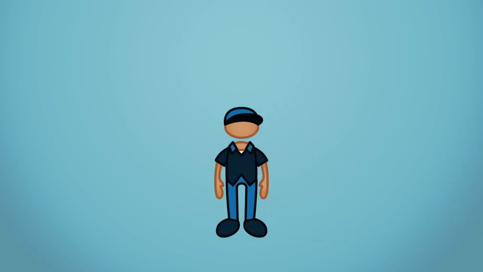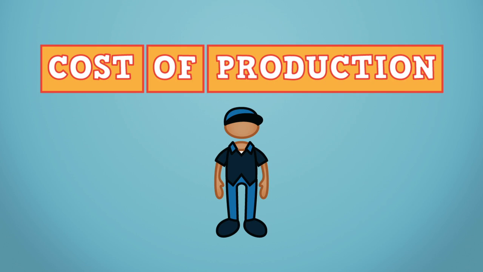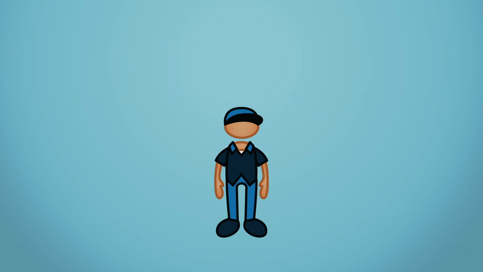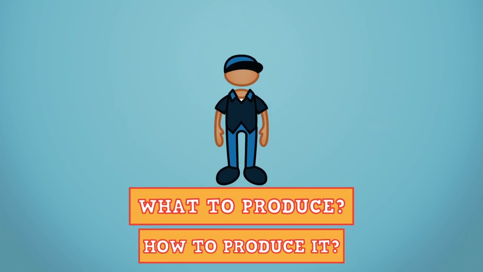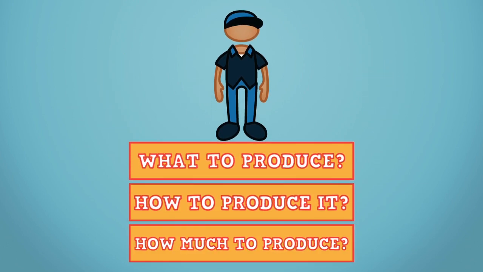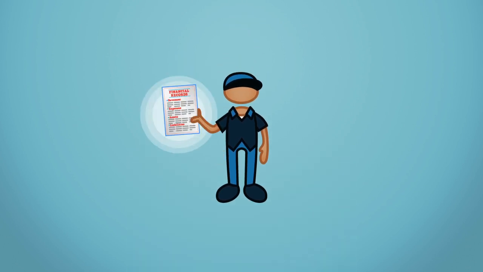A basic building block of economics and management information for the farm is cost of production. Knowing your unit cost of production will guide you in answering the three fundamental business management questions: what to produce, how to produce it, and how much to produce. Production cost and returns analysis begins with good farm records.